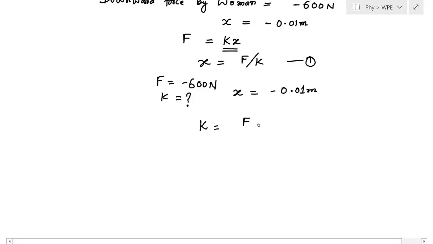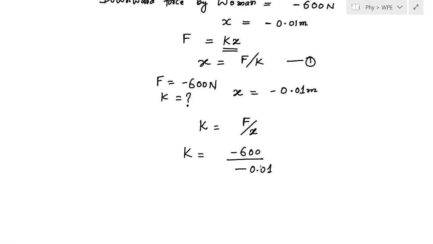K is equal to F divided by X. So F is minus 600 Newton and X is minus 0.01 meter. Remember, both are negative. Force is negative as well as displacement is negative. Compression of a spring is negative. That's why in both cases, in the numerator as well as in the denominator, you can see a negative sign.